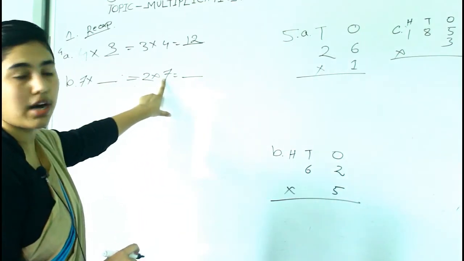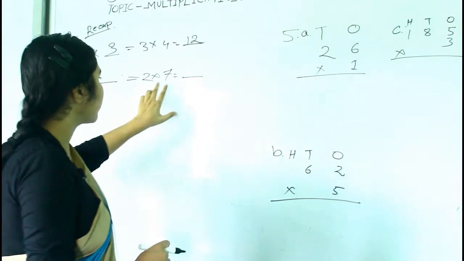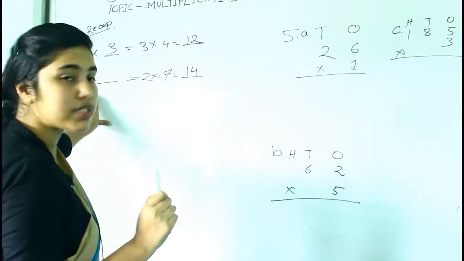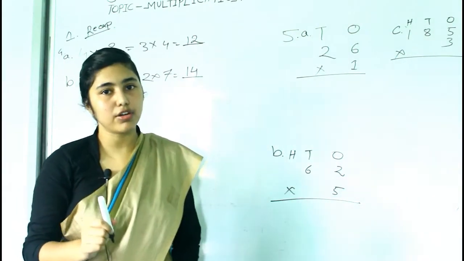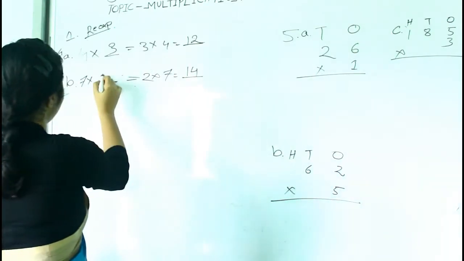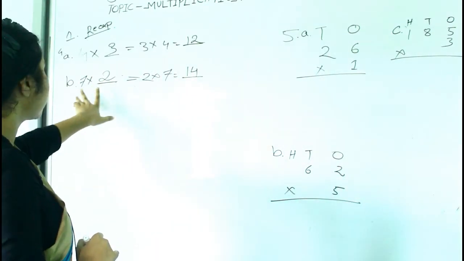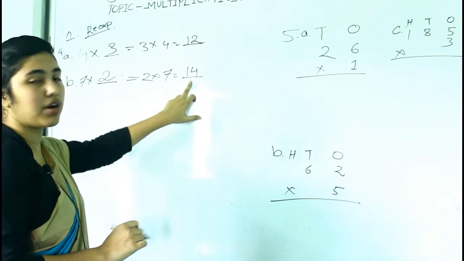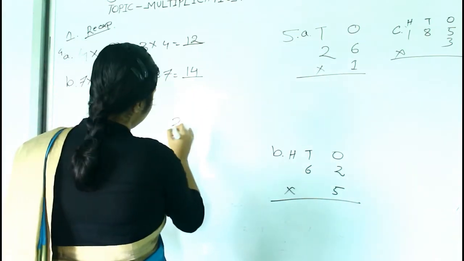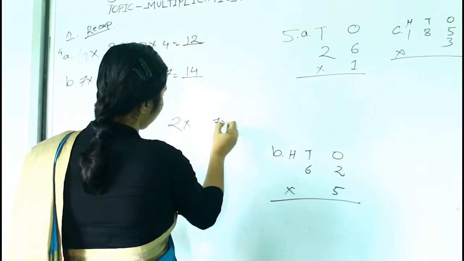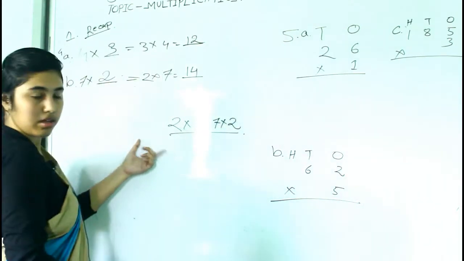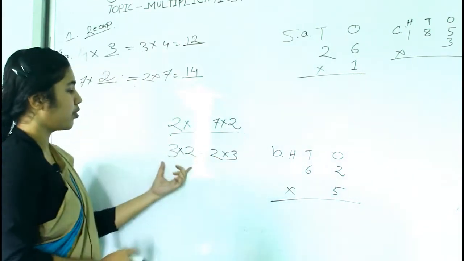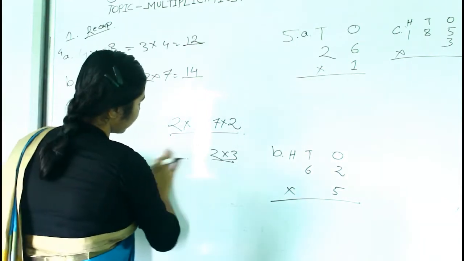Next, 7 twos. From the table of 2 we know that 2 into 7 is 14. Now remember the table of 7. 7 ones are 7 and 7 twos are also 14. Right? So write here 2, which means 7 into 2 is equal to 2 into 7, which is 14. Or 3 into 2 is equal to 2 into 3. Both are same. Both will give the same value.